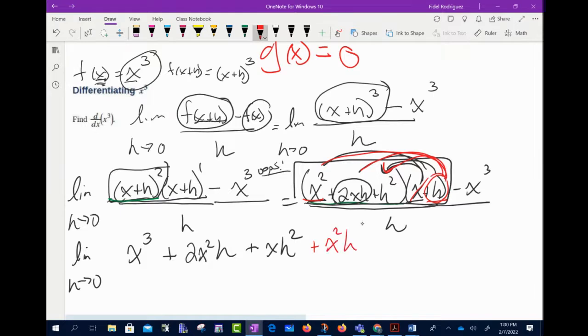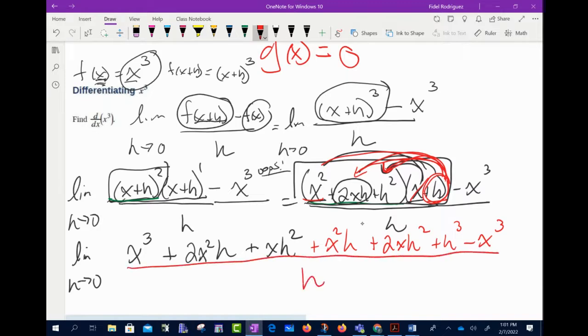Okay. Now, what is h times 2xh? 2xh squared. Very good. John, did I lose you? Okay. Last one. What is h times h squared? H cubed. Very good. All of this is all over h. Okay. We're good? Okay.